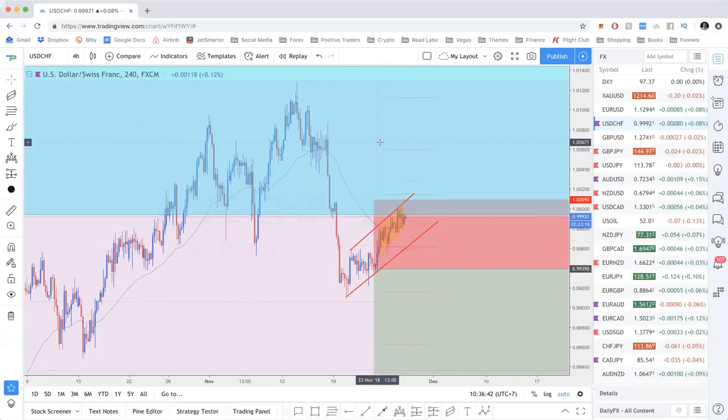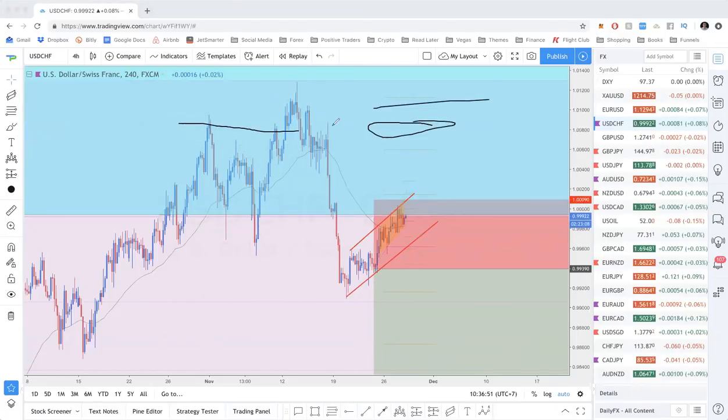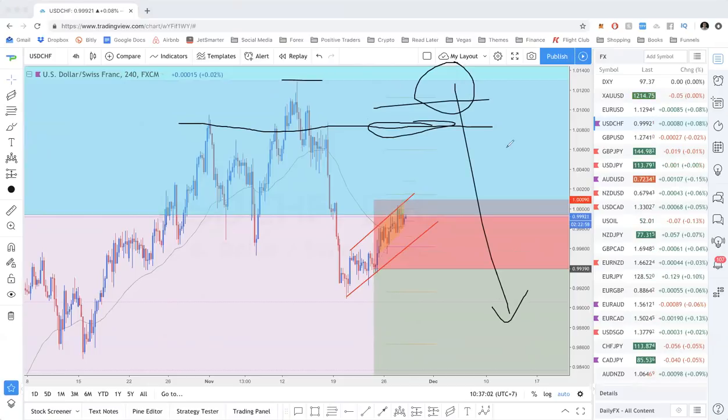If we do see a stop out, we're probably going to see USD Swiss franc go a little bit higher, probably up to this area, or maybe even a little bit higher, take out the stops that are around this liquidity zone. Maybe even a crazy scenario would be we break the yearly highs right here and then potentially go lower on a weak dollar. So that's a very possible scenario.